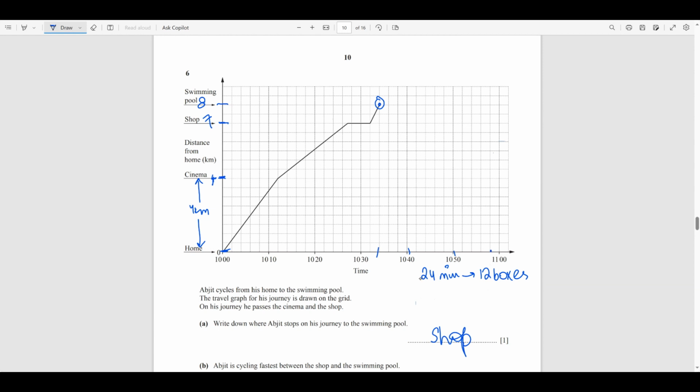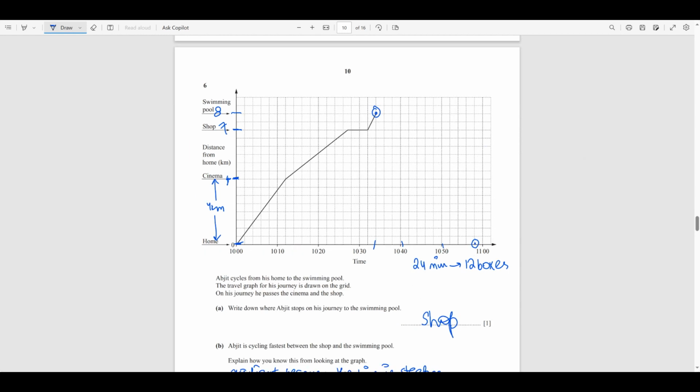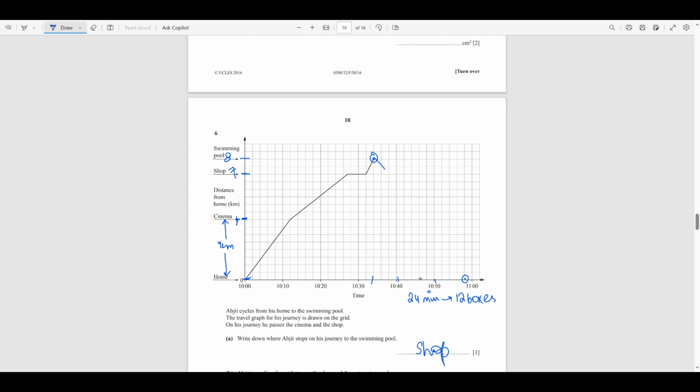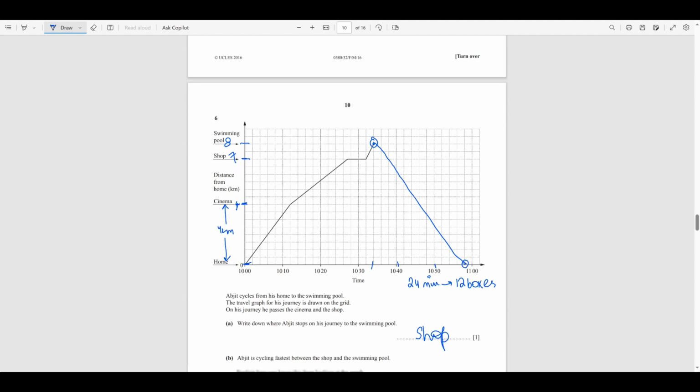So this is the time when he's going to reach. I'm just going to try to make a straight line. This is roughly the line, my graph.